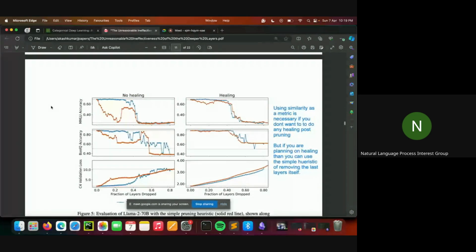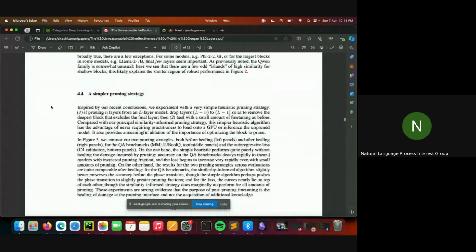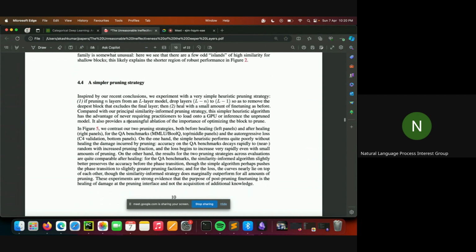Okay. And they also tried a simpler pruning strategy. Here, they were trying to find the angular distance between layers to find the similar layers, but they also tried simpler strategies of directly removing the last n layers while keeping the final layer intact. So if pruning n layers from an L layer model, they would remove layers L minus n to L minus 1, so as to remove the deepest blocks that exclude the final layer.